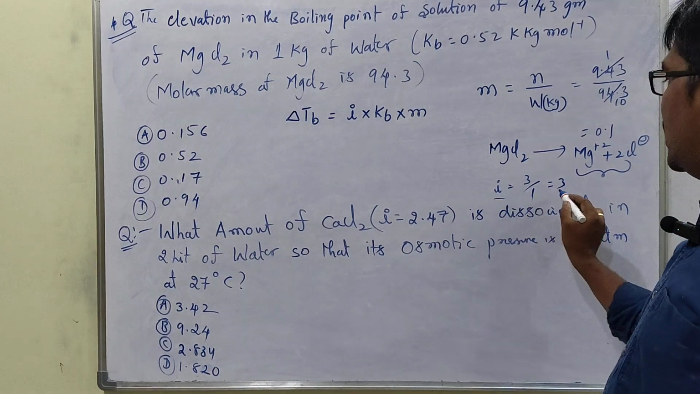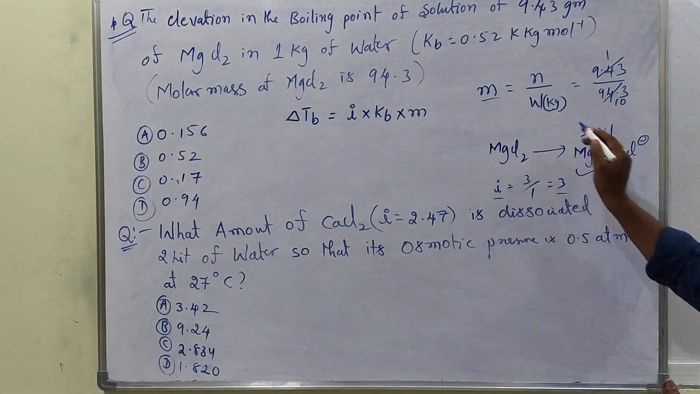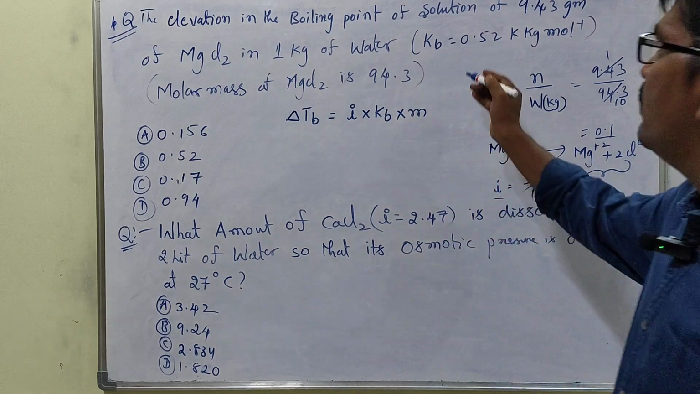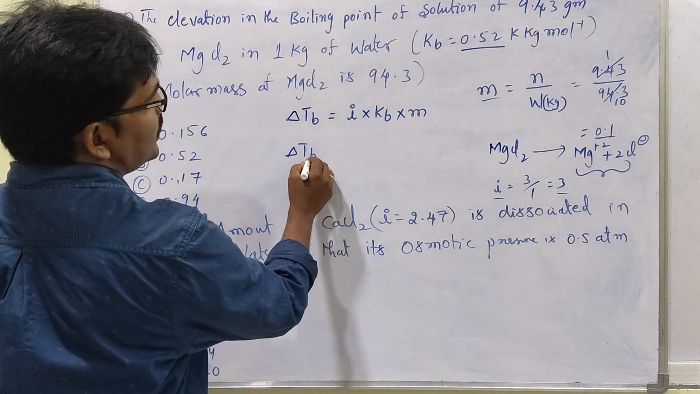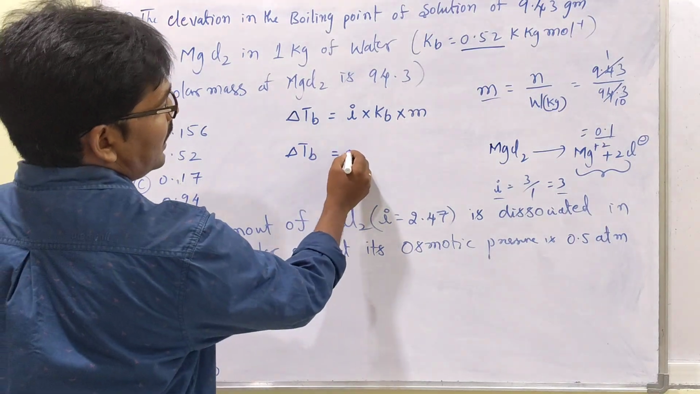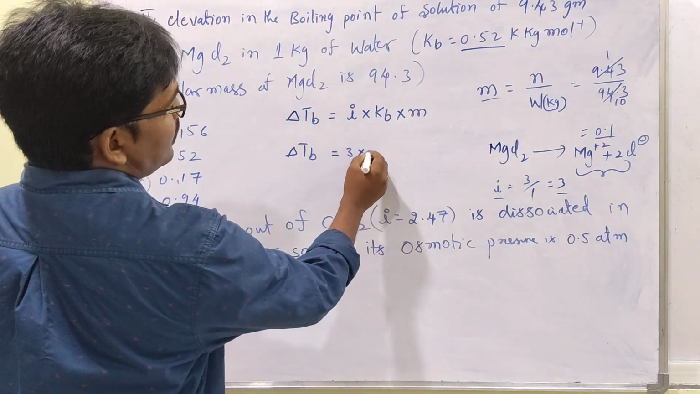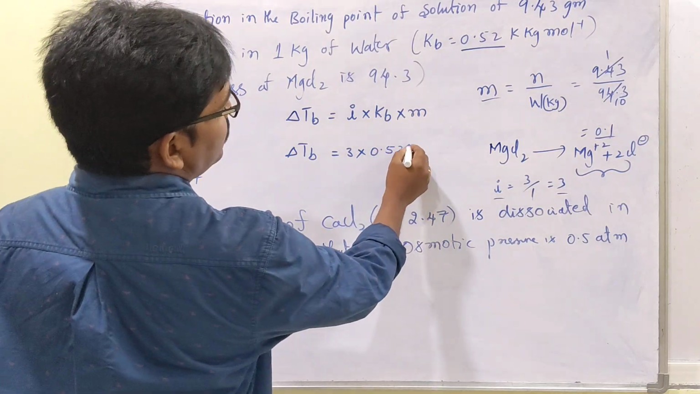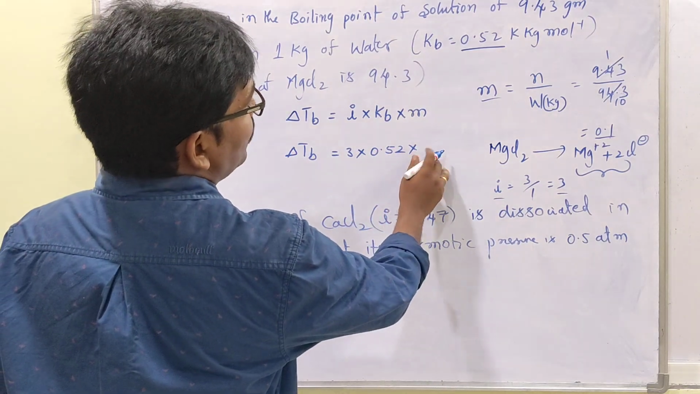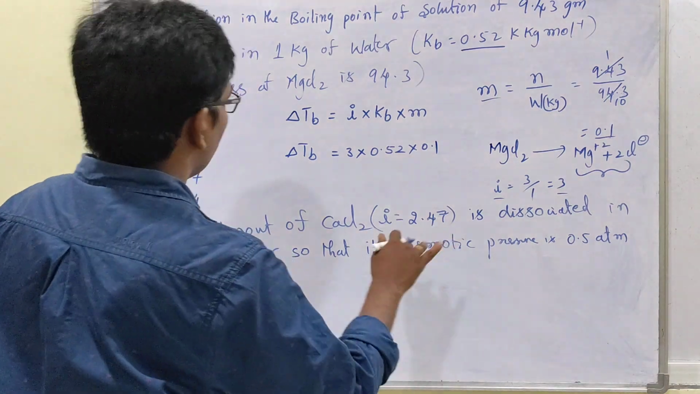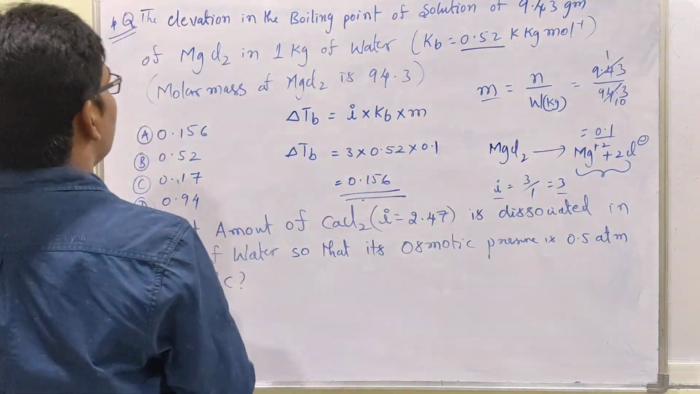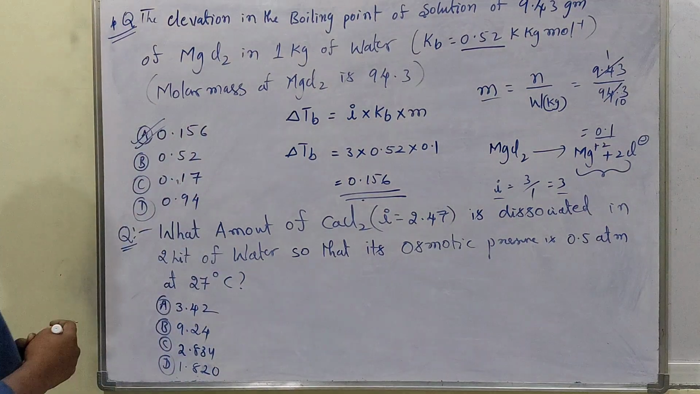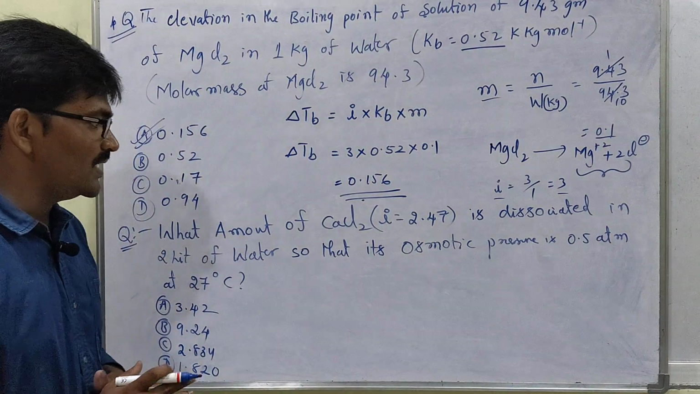So i value is 3, molality is 0.1, and Kb value given is 0.52. So delta Tb you can find out easily: i value 3, Kb value 0.52, molality 0.1. If you do this, you get 0.156. That is the first option. Understand, my dear students? Right.